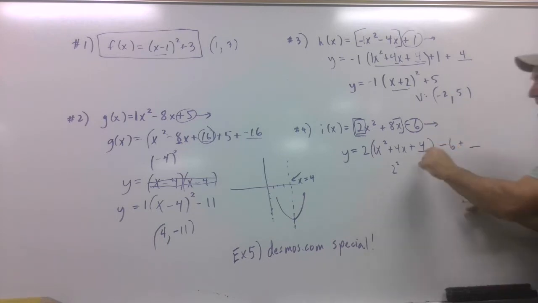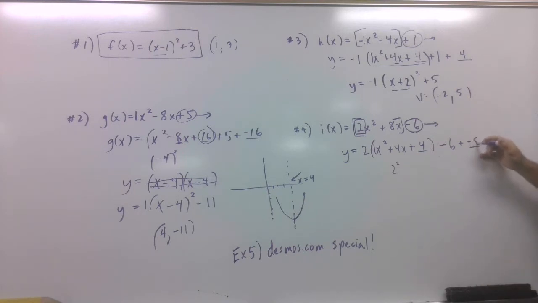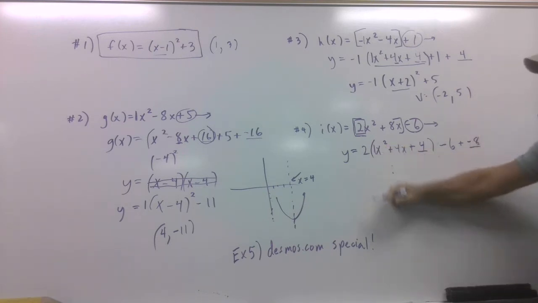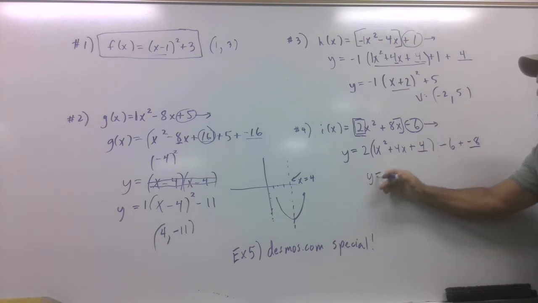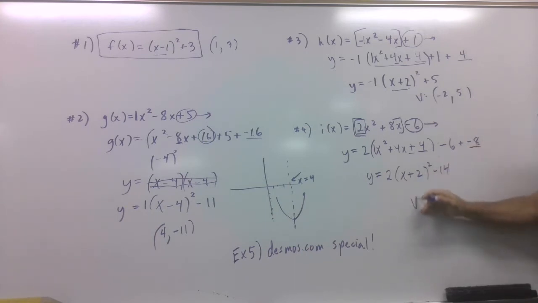Now notice that 4 wasn't there. So now I didn't just add a 4. I added 2 times 4, which is 8 in this space. So I got to make up for it by putting a -8 over there. Now I make it look readable. 2, what does this factor into? X plus 2 squared. -6 minus 8 is -14. Where's the vertex? Well, that would move it left 2, down 14. There's where my vertex would be.